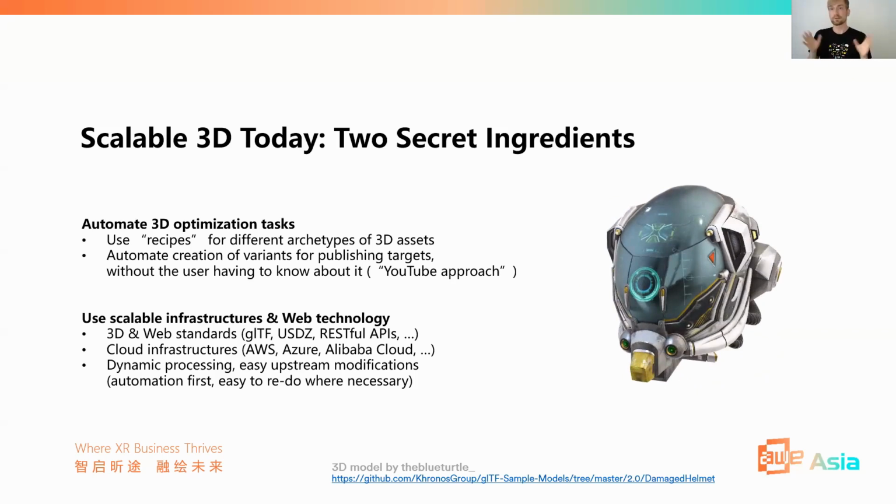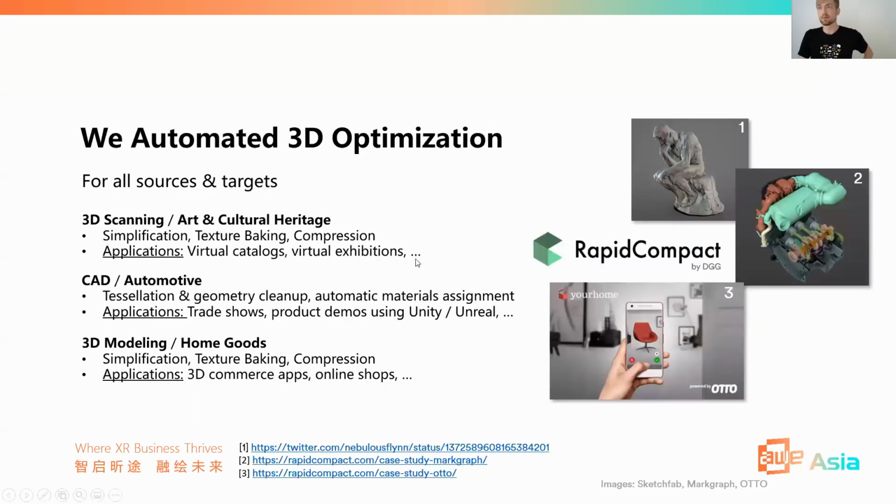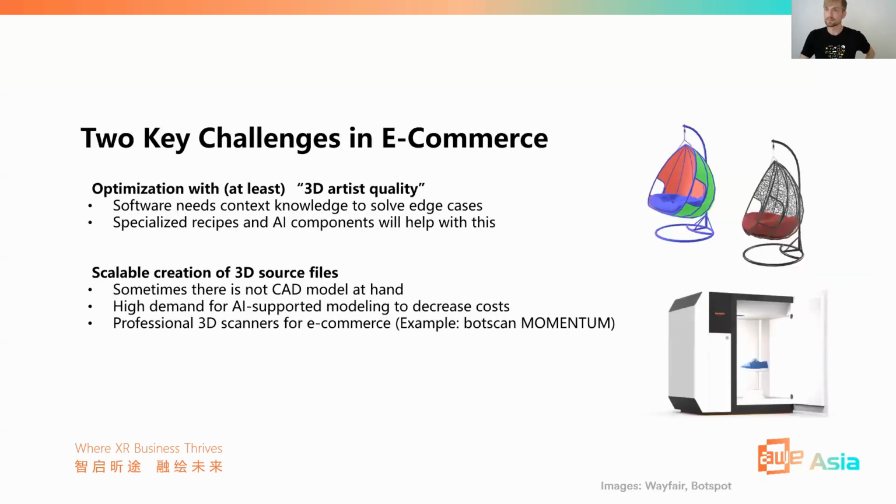as well as the use of standard web service infrastructures, which are built from the very beginning to be scalable. And this allows you to also perform easily upstream modifications without having to change all the optimized versions in the end manually, but you just press a button, say, okay, update the publishing targets, and then this will happen automatically. So we have done this for all kinds of source models, including 3D scans, CAD models, and content from classical 3D modeling. And you can find some case studies on the web. If you like, check them out.